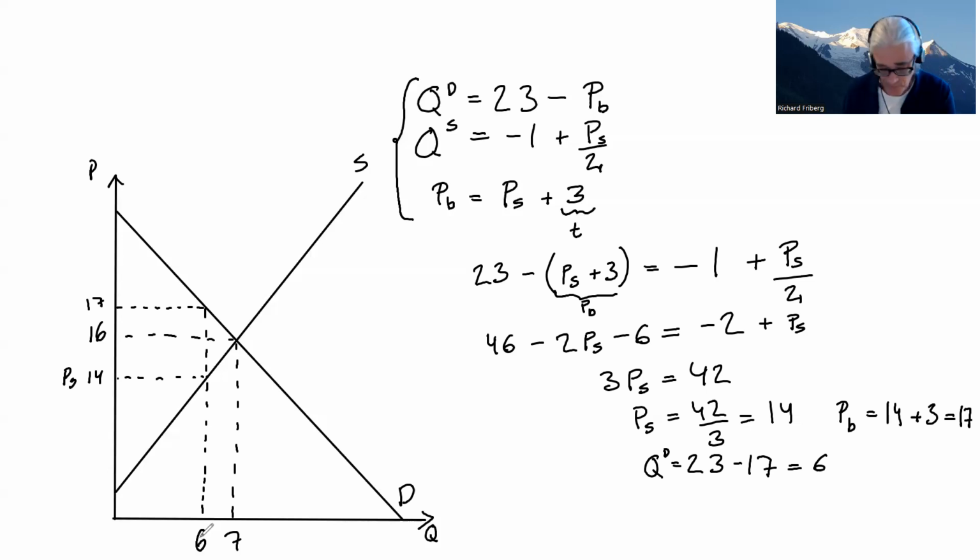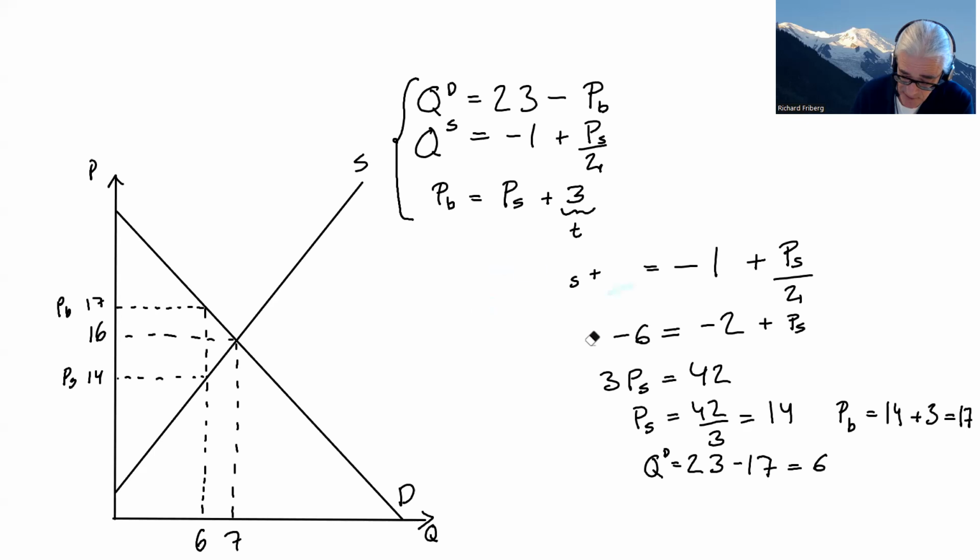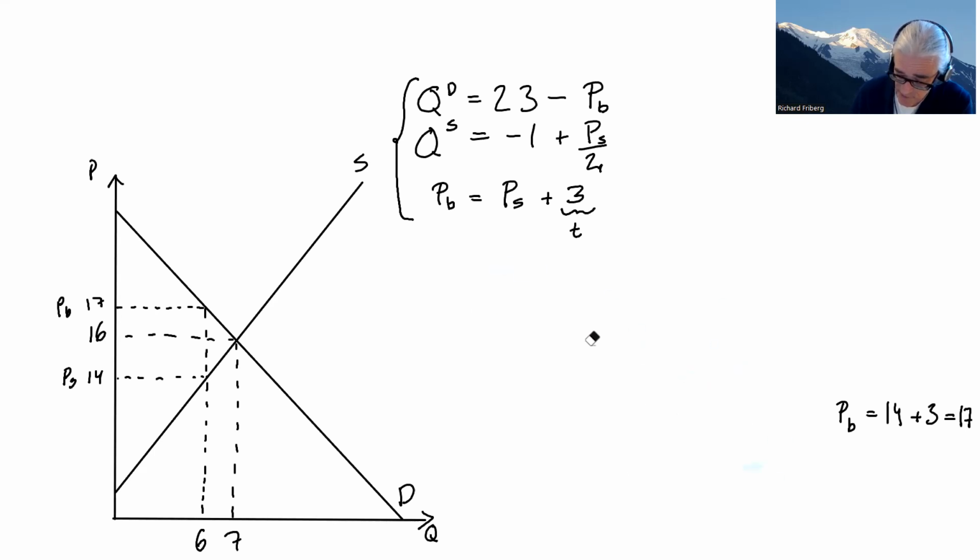So there's a new equilibrium here. Buyers are paying more, 17 instead of 16. Sellers are getting less, 14 instead of 16, and less is consumed on the market. Or rather, both consumed and produced. So we can also look at the welfare effects of this, assign different areas, and do calculations.